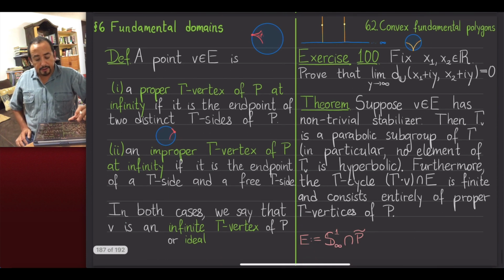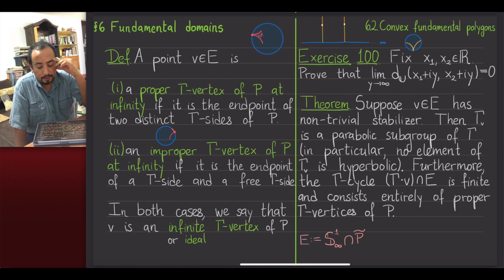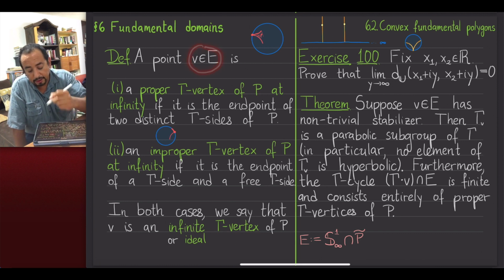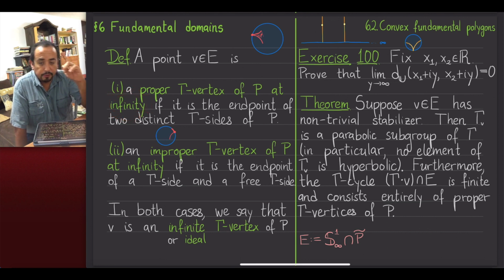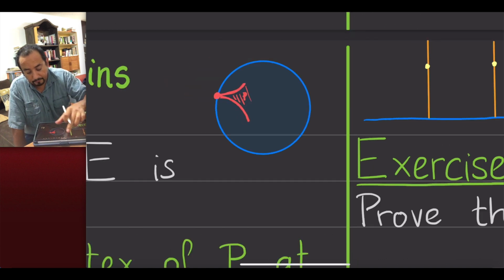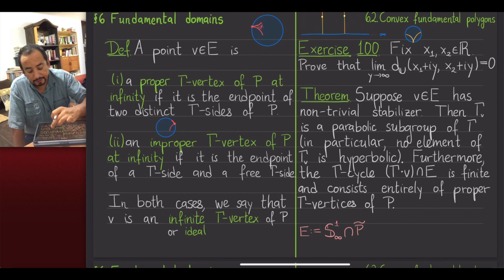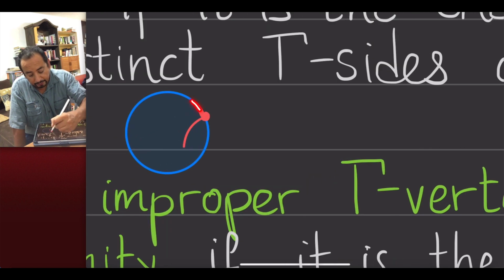Okay, so let's give one more definition for points at infinity, for points in the boundary at infinity of P. A point there, a point in E, is going to be called a proper gamma vertex, of course at infinity, if it is the endpoint of two distinct gamma sides of P. So the situation would be this: if one can find two distinct gamma sides that go all the way to V, then we say that V is a proper gamma vertex. And an improper gamma vertex is, well, not the negation of being a proper gamma vertex, but rather being the endpoint, on one side, of a free gamma side, and on the other side, of a gamma side of P.